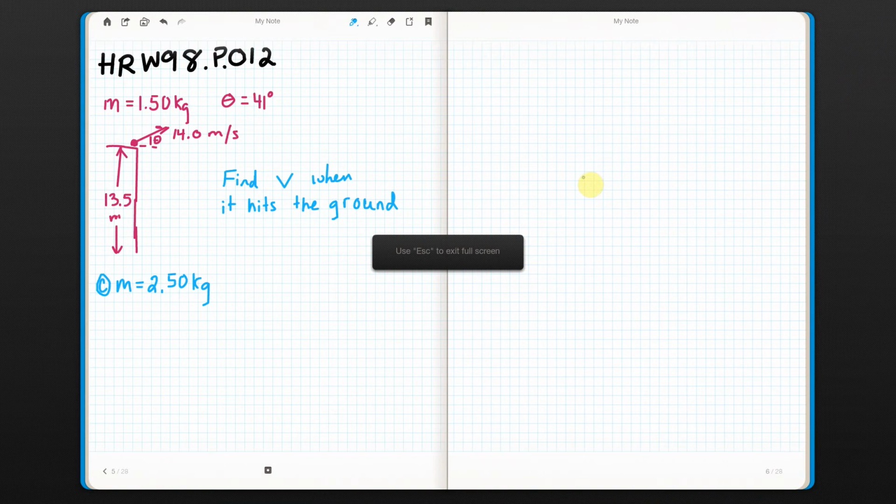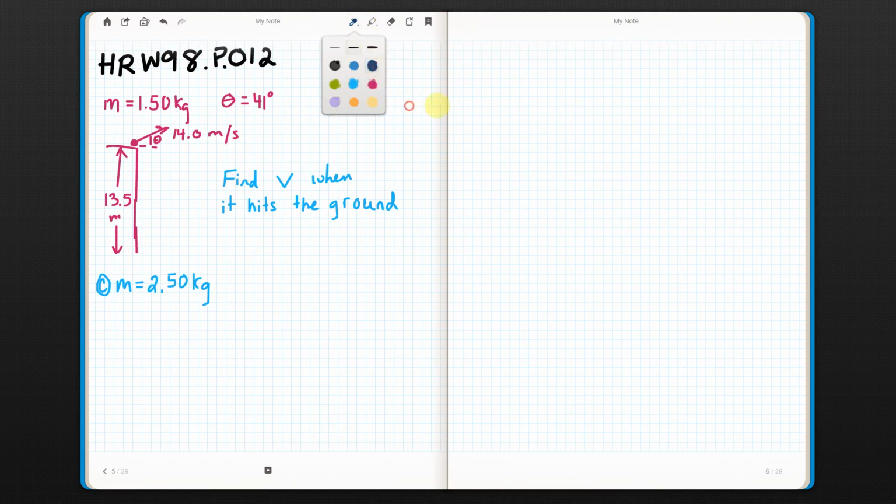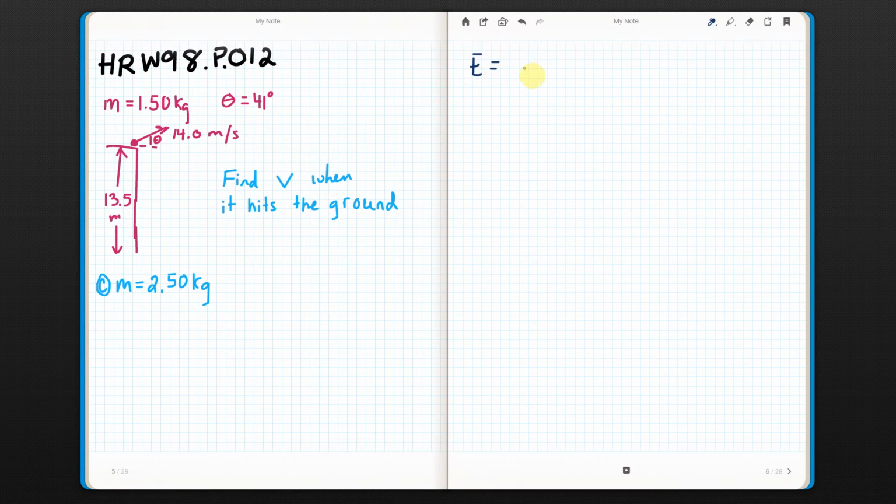Here we go. I've just written the relevant information: mass, the angle, the launch velocity, the height. This is really part A. Well, I know that the total energy is not going to change. So let's find the total energy. When it launches, it has kinetic energy because it's moving, and it has some potential energy too. Let's just call the ground 0.